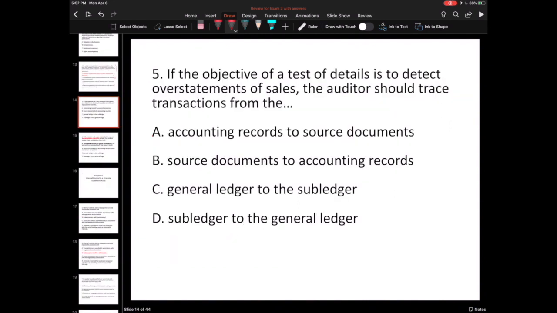And this, again, is another super classic type of question you'll see, which is another kind of existence versus completeness question. At its core, it's an existence versus completeness question. And do you know the difference between existence versus completeness? Okay, so the question says, if the objective of a test of details is to detect overstatement of sales, the auditor should trace transactions from what to what?